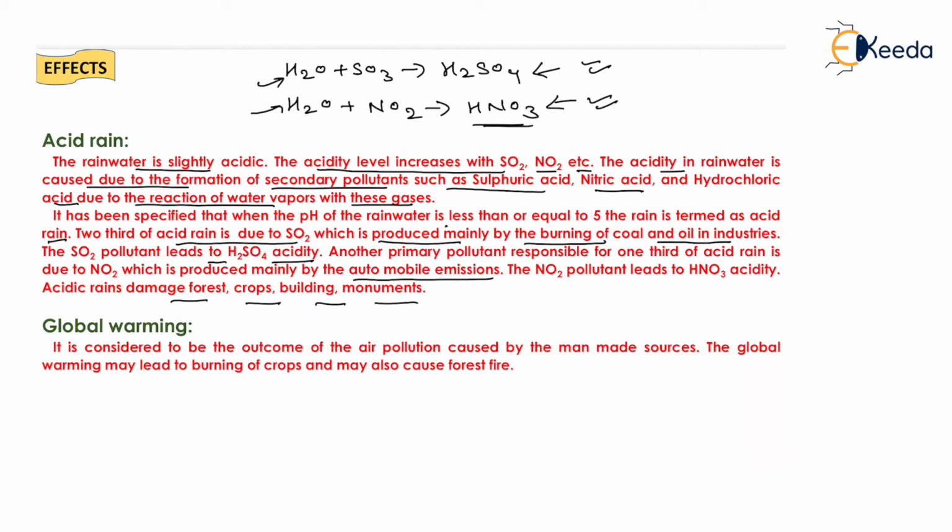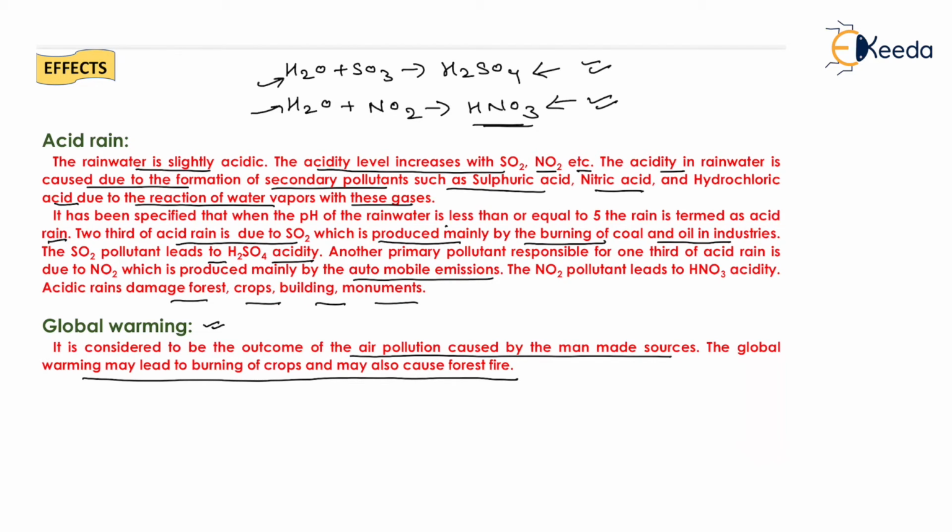Now, next one will be global warming. It is considered to be the outcome of air pollution caused by man-made sources. Global warming may lead to the burning of crops and may also cause forest fires. This global warming generally takes place due to greenhouse gases. With the increase in the greenhouse gases, the temperature of the earth increases. Now, due to the increase of temperature of the earth, what will happen? Burning of crops and burning of forests also takes place. That is the effect of air pollution on structures, on forests, on crops, etc.